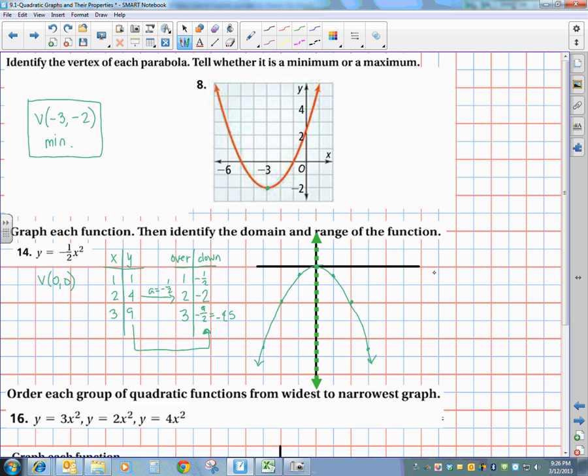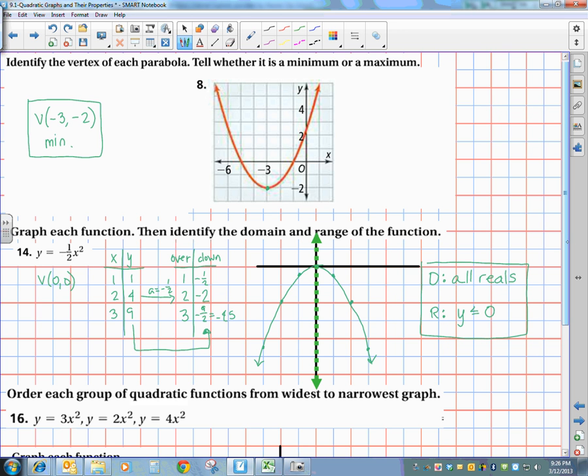They want us to give a domain. Our domain we talked about for all of our parabolas is all reals. And my range, okay, very similar to the example we did. The highest point is 0, and it's less than or equal to 0. If it was going up, it would be greater than or equal to 0.